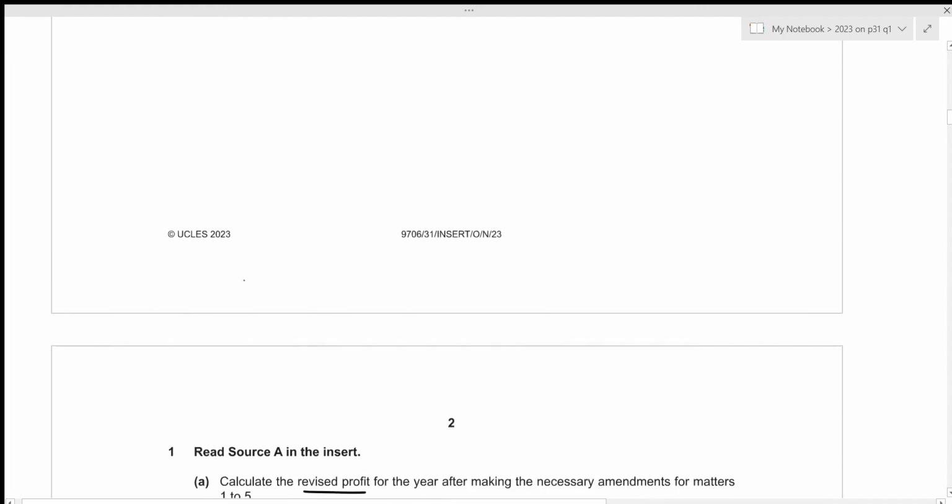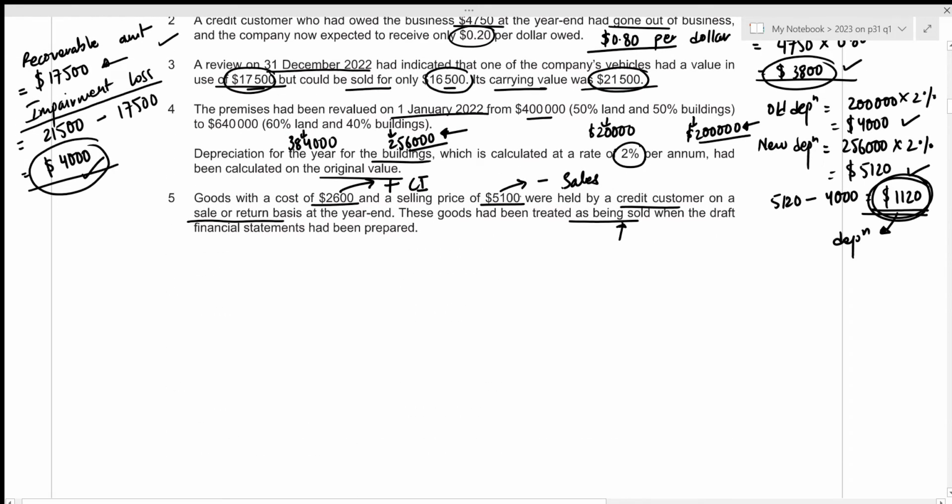Then we have our final matter, which was the goods sold on a sale or return basis. So we need to subtract 5,100 from sales, and remember that we add sales while calculating our profit. Now we need to subtract this amount, which means that in total we need to subtract 5,100.